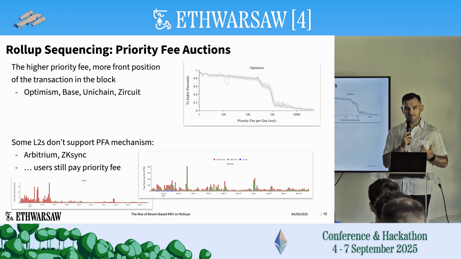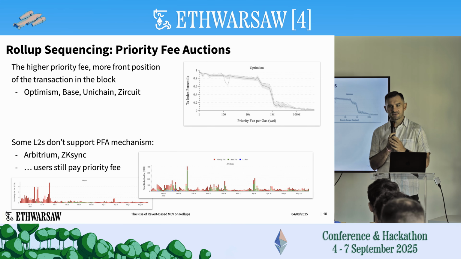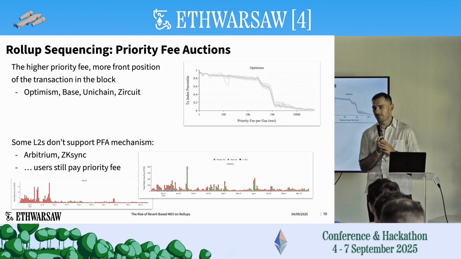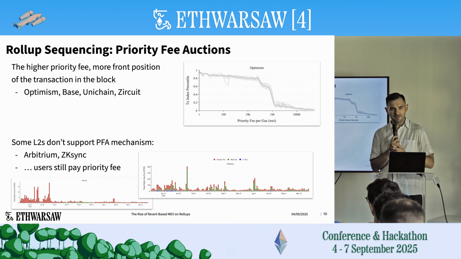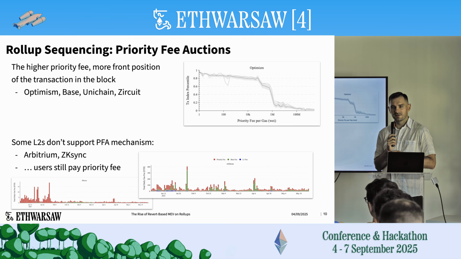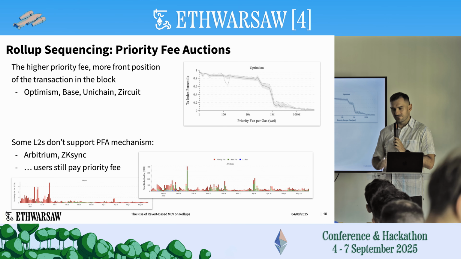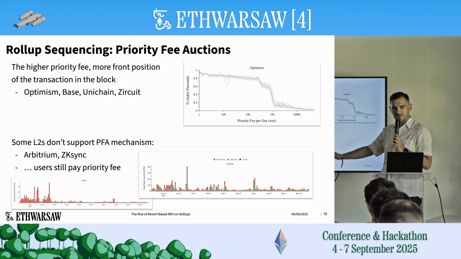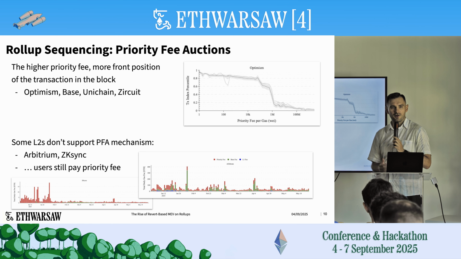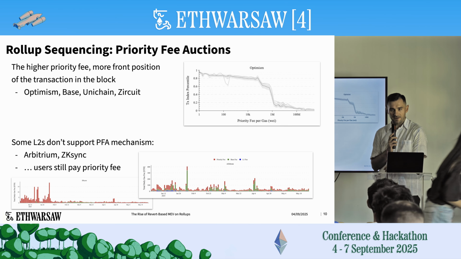For example, Arbitrum and zkSync are good examples of L2s that do not support a priority fee. But for the sake of EVM compatibility, they still accept a priority fee. And what we observe, and was quite surprising, is that even on those chains the priority fee doesn't make an impact on where your transaction is in the block. Still, a lot of users pay it, which is simply wasted money.